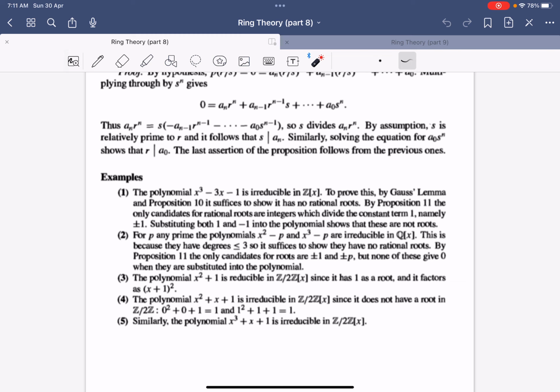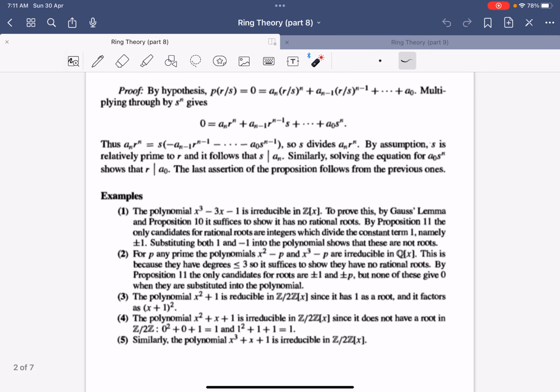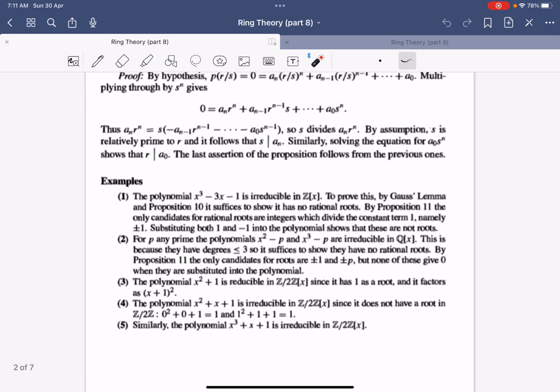So you can see example 2 again, where you have the polynomials x squared minus p and x cubed minus p, where p is prime, are irreducible in the rational polynomial ring. And this is because the degree is less than 4, so it suffices to show that they have no rational roots. By proposition 11, the only candidates for the roots will be just plus or minus 1 and plus or minus p. But none of these gives you 0 when substituted into the polynomial, and you're done.